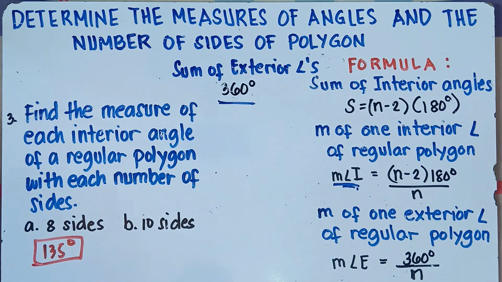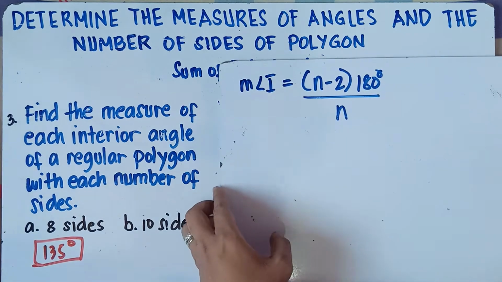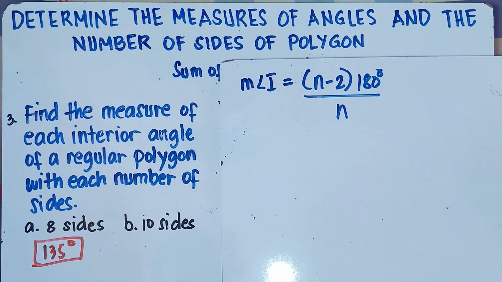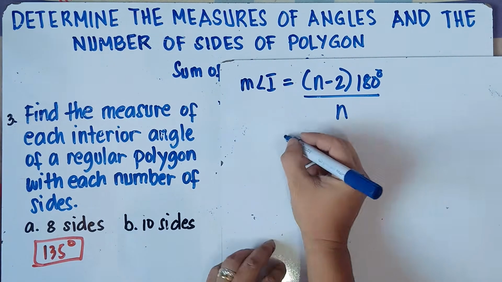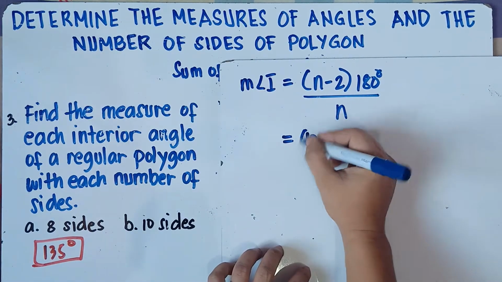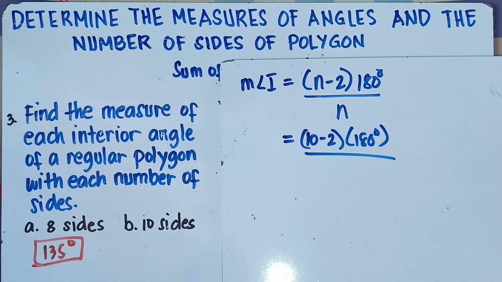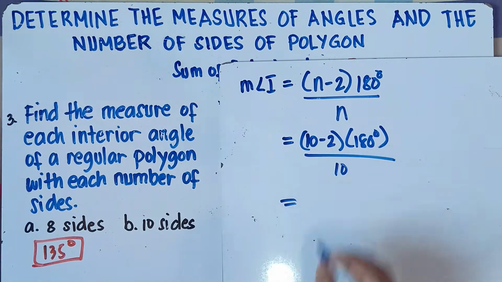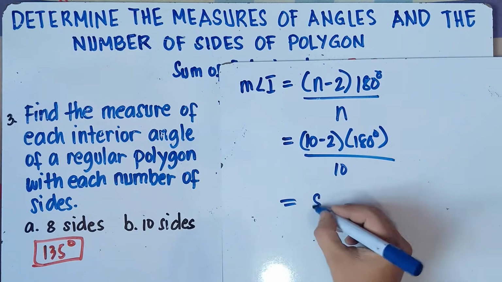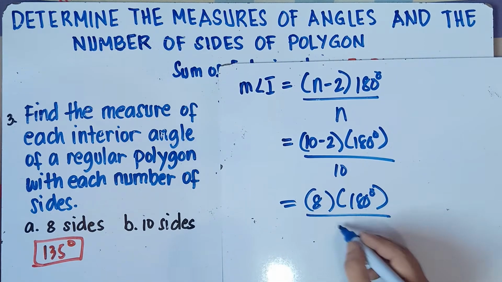You're told to find the measure of each interior angle of a polygon with 10 sides, so this will be a regular decagon. Once again, simply substitute the value. Our number of sides is 10. So 10 minus 2 times 180 degrees over n, which is 10. 10 minus 2 is 8, times 180 degrees over 10.